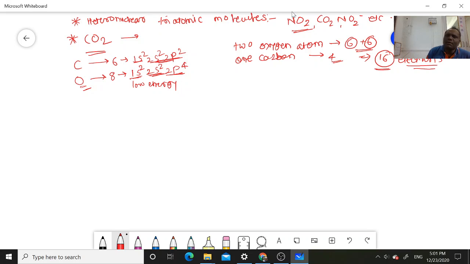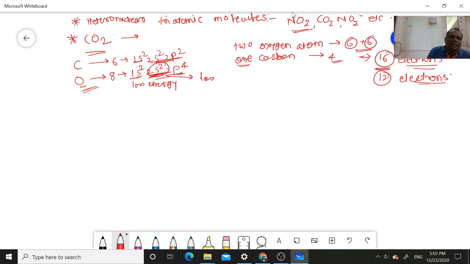Out of these 16 electrons, the 2s electrons of each oxygen atom remain non-bonding, remaining as they are, since they are very low in energy. Therefore, 2 electrons from one oxygen atom and 2 electrons from the other oxygen atom, a total of 4 electrons, remain as they are in the molecular orbital. Therefore, only 12 electrons are involved in this molecular orbital diagram of the CO2 molecule.